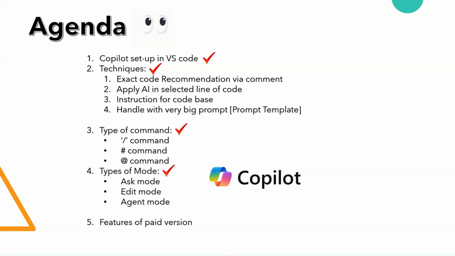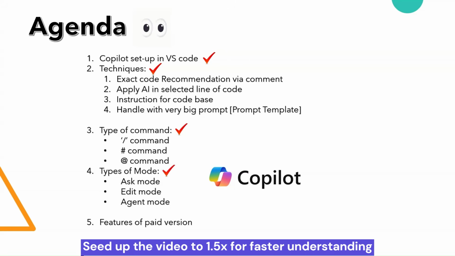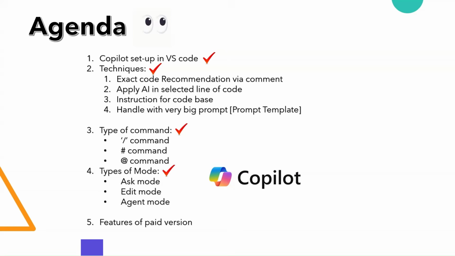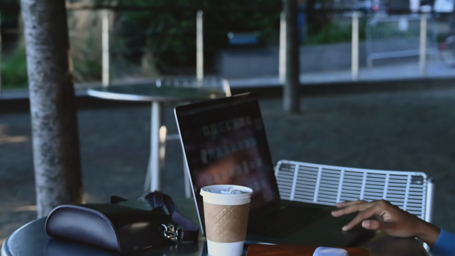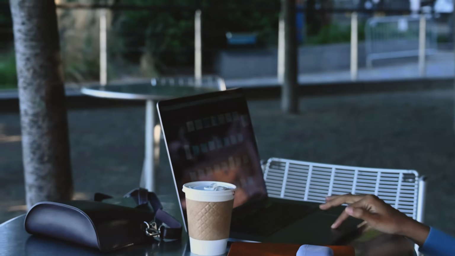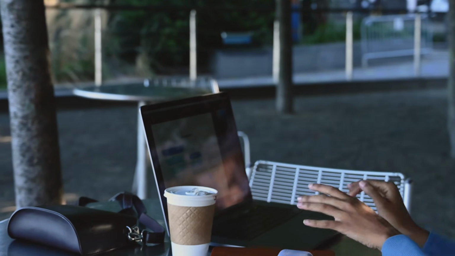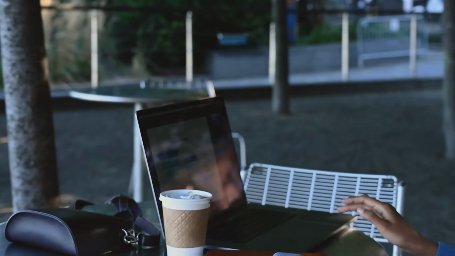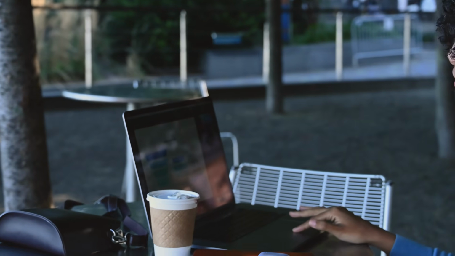In Copilot you'll find three types of mode, which are ask, edit, and agentic mode. So that will also be covered in this video, and at the end we'll discuss what features and extra features are available in the paid version. No matter whether your background is student or corporate pro, this video will transform the way you code. You will learn how to write faster, clean code for everything from your personal project to the corporate world.